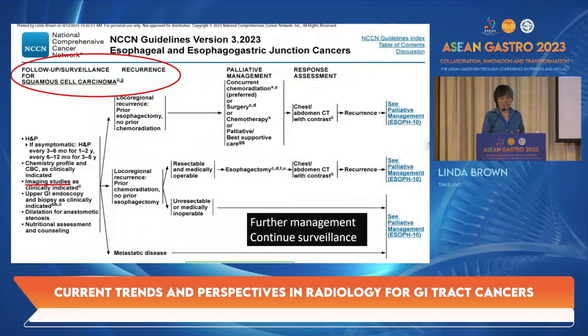So in this particular case, the further plan of management is continuous surveillance. And continuous surveillance means that we will continue to use imaging studies until there is recurrence, metastasis, or other things. So this is just an example of the role of imaging in esophageal cancer.